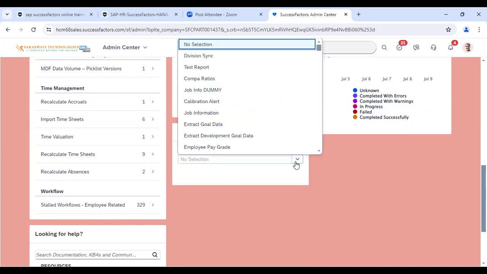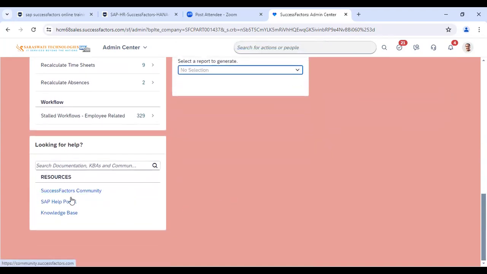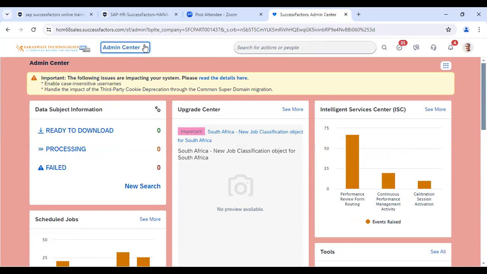These are the reports. What reports we have made in the system, you can see here. For example, this is the job info dummy that somebody made here. So what job information we have for every employee, you can see from here. Okay, these are some resources, like the health portal. It means some KBAs, if you have any XYZ issue, you can check from here also. This is basically the admin center.